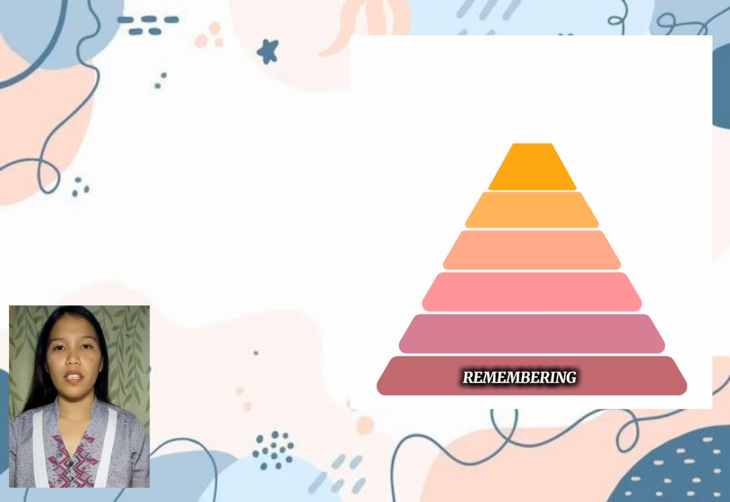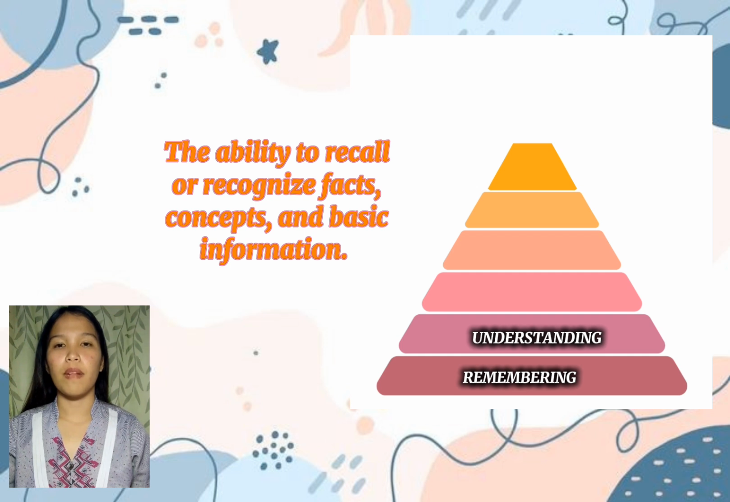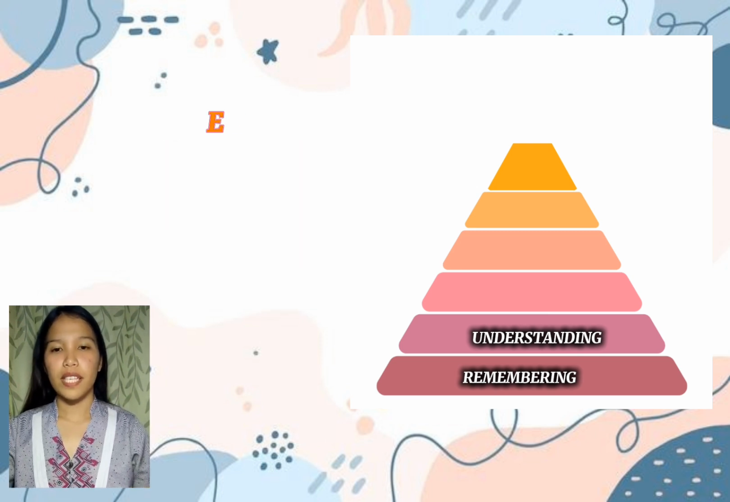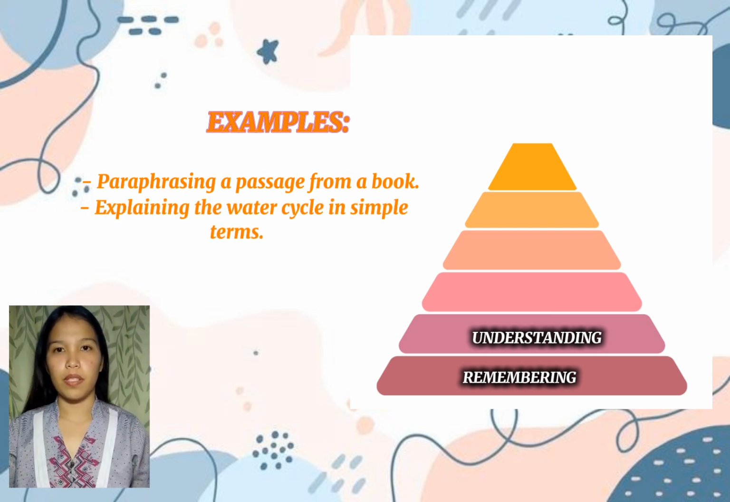The second one is understanding. The ability to interpret, summarize, or explain ideas in one's own words. Understanding is the second level of cognitive learning and goes beyond simple memorization. It involves grasping the meaning of information and being able to explain, summarize, or interpret it in one's own words. For example, paraphrasing a passage from a book and explaining the water cycle in simple terms.